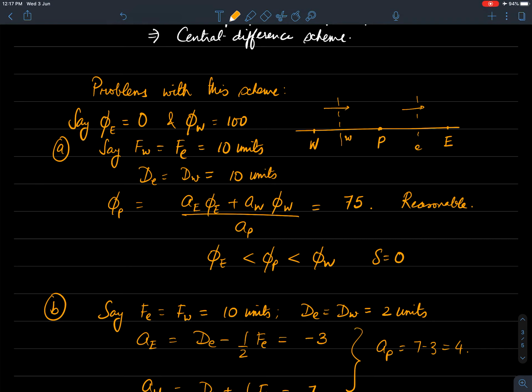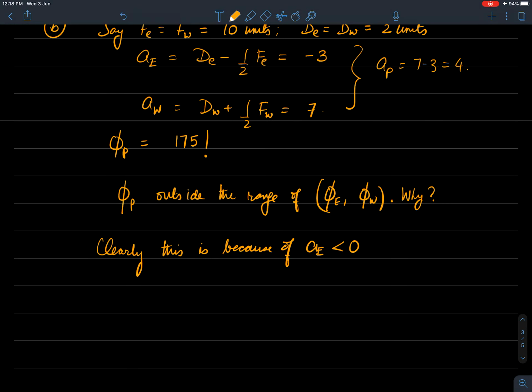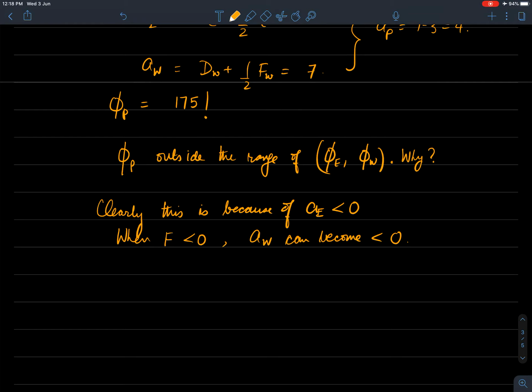That basically means the flow is going from left to right, and there is this face W, and this is the face E. But what if the flow was actually in the opposite direction? Then FE and FW become negative, and in that case it could actually be AW turning negative. So when F is less than 0, AW can become less than 0. So the problem is not limited to AE alone, but applies to both AE and AW.